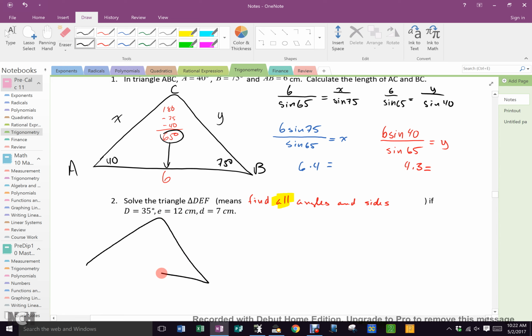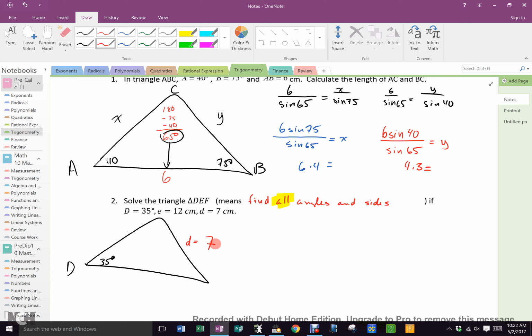No. Draw a triangle. I like to make the first angle I see D. That's just the way I like to work it. Now I'm in a bit of trouble, because since I've made this angle D, what does that make this side? Little d, which means it's what value? 7. Now, what's the only other thing I know in this triangle? One of the other sides is 12.